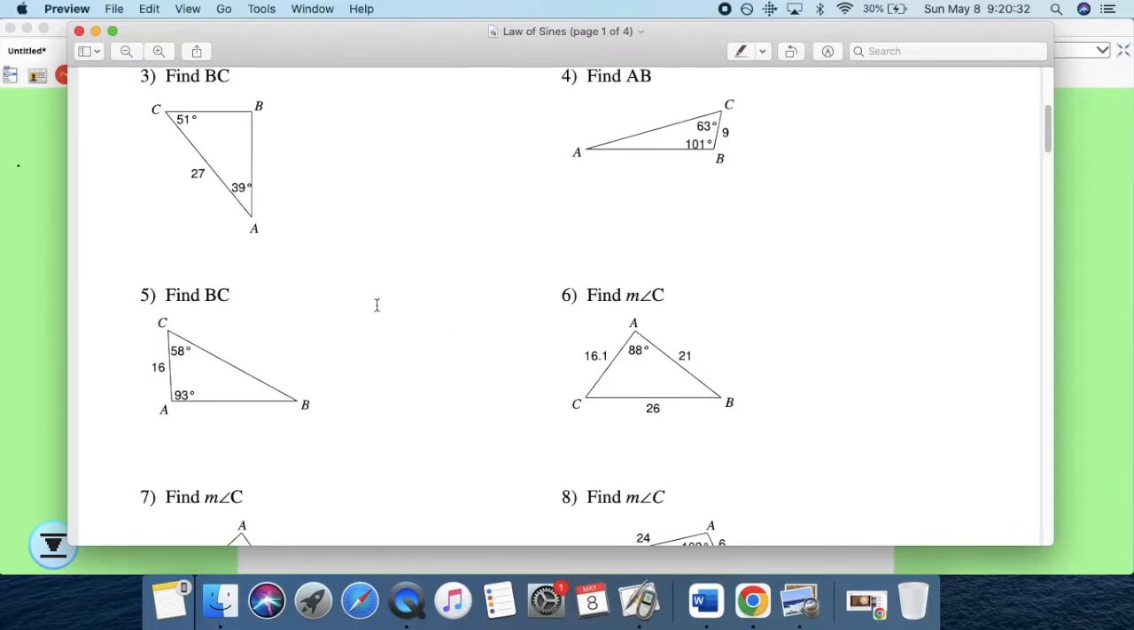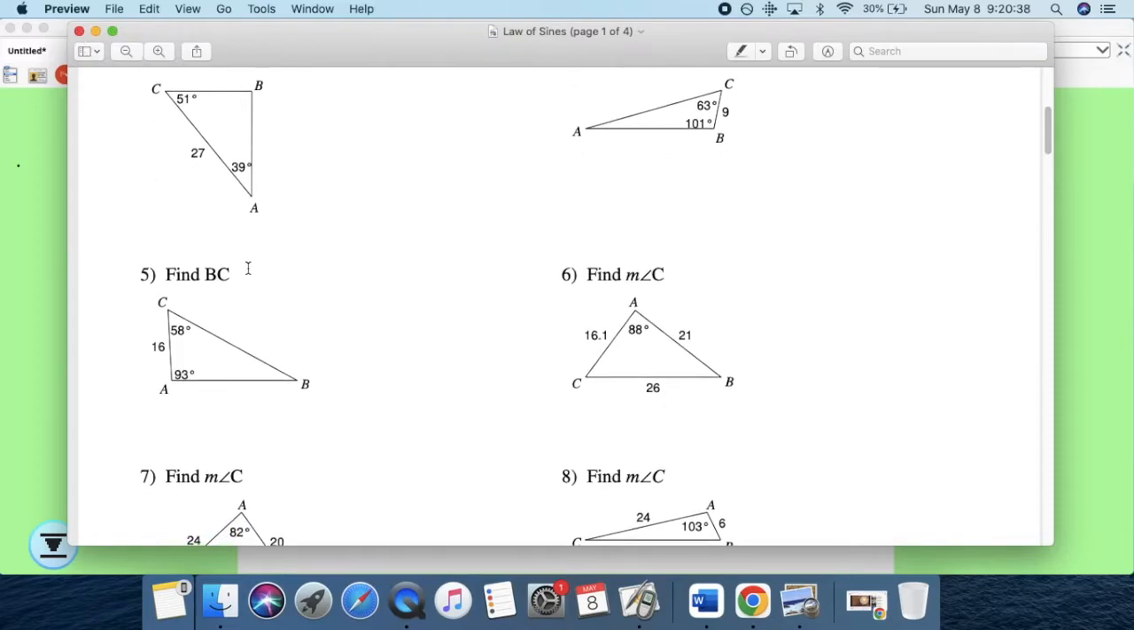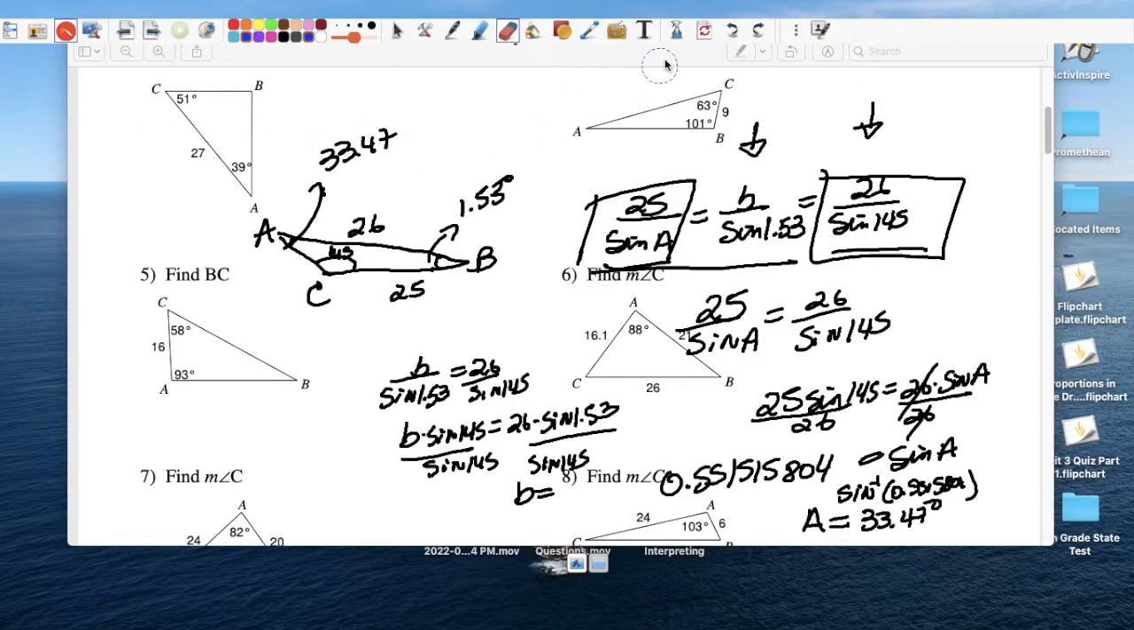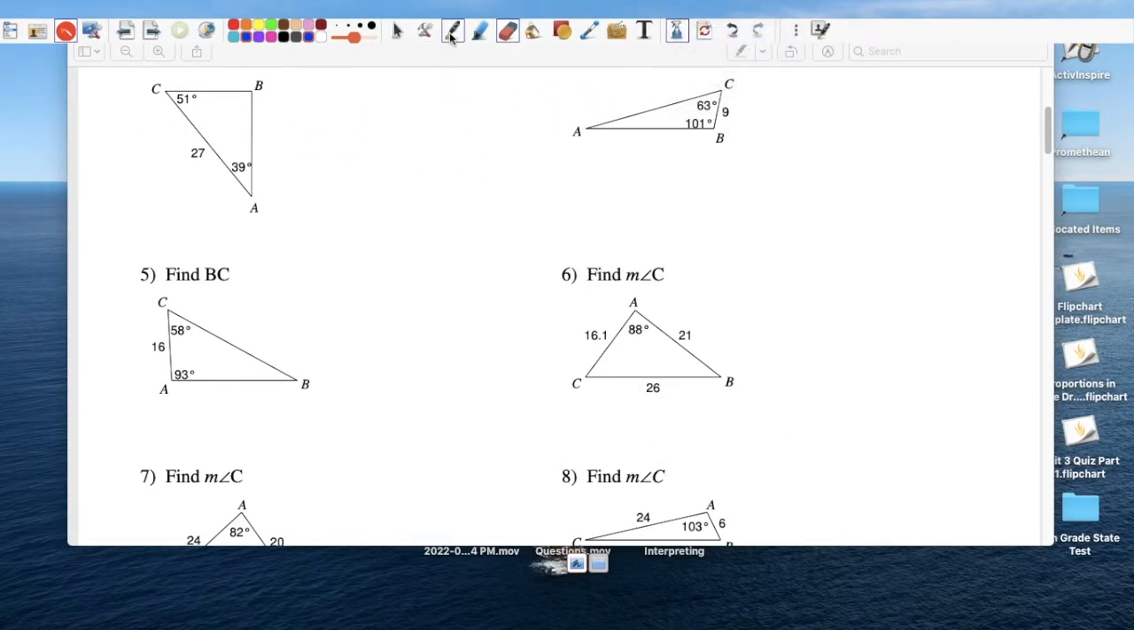First of all, let's start doing this. Number 5, I believe, was the first one, right? So, oops. Let me erase all that. So number 5, let's label this.